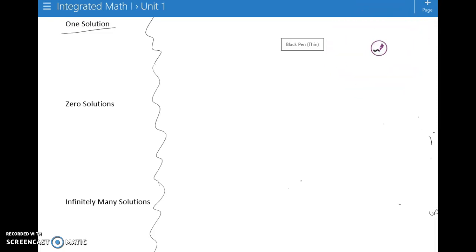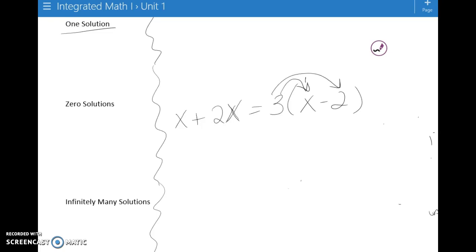So let's say we had x plus 2x equals 3 times (x minus 2). Okay, I've got a lot of things going on here. I need to use the distributive property on this side to eliminate my parentheses. So I'll get 3x minus 6. On this side, I'll get x plus 2x. x plus 2x is 3x, so I combine like terms, and I get 3x equals 3x minus 6.